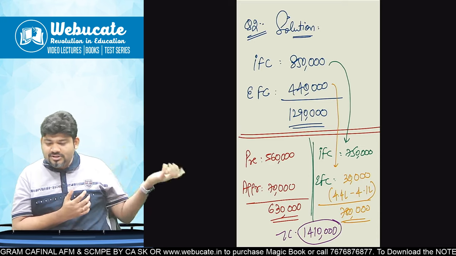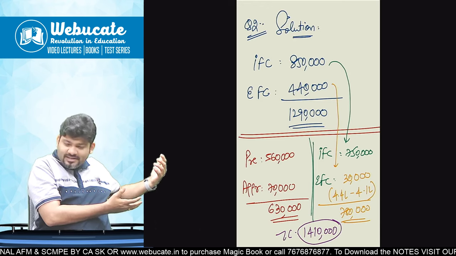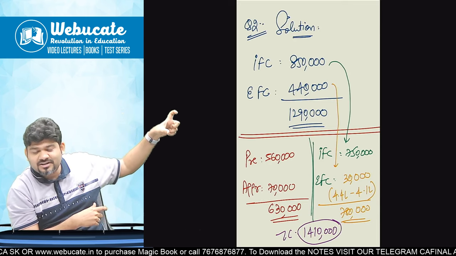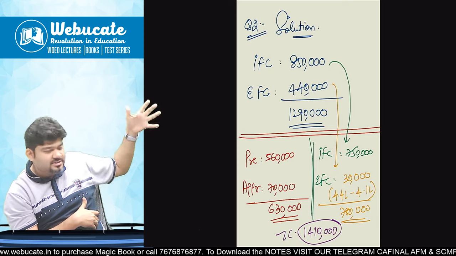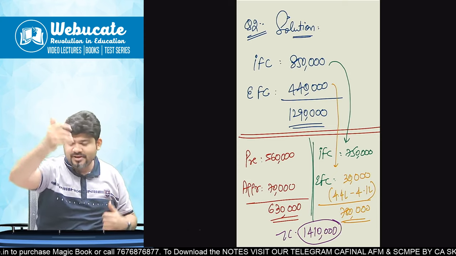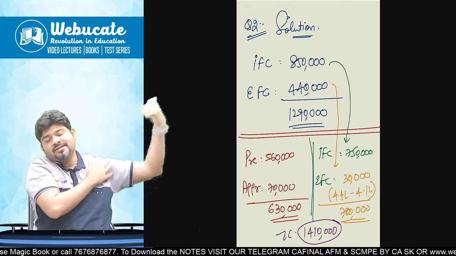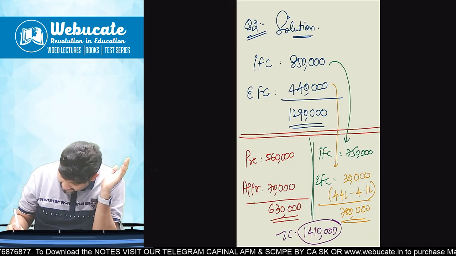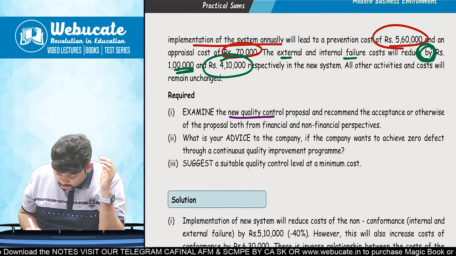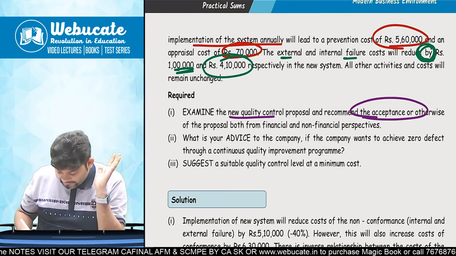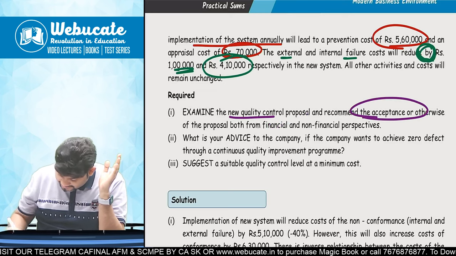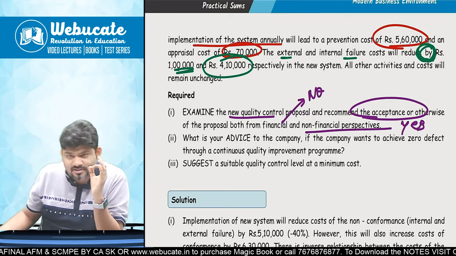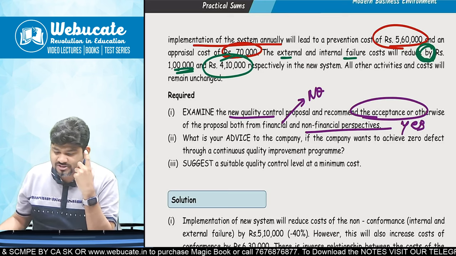increased, that's okay. Because now at least our cost of good quality is being incurred and cost of bad quality has gone down drastically. So in the short term, you will see the financial and you will feel, oh my God, this is too much. The cost has increased. But in the long term, the overall quality will ensure that the sales will increase and eventually the profitability will increase. So I think we should go ahead with the new quality control and recommend the acceptance from financial perspective. The recommendation may be a no, but from a non-financial perspective, it will be a yes, because quality is always to be honored.